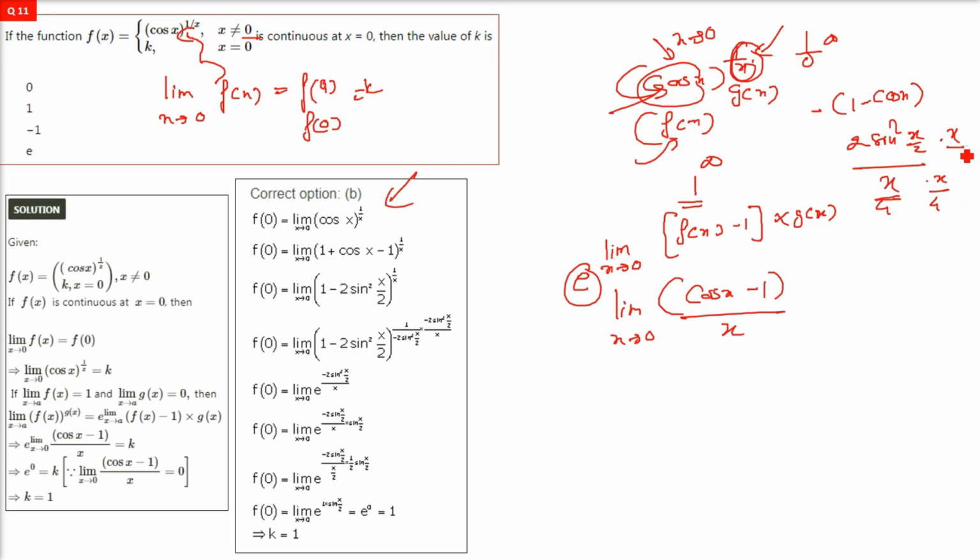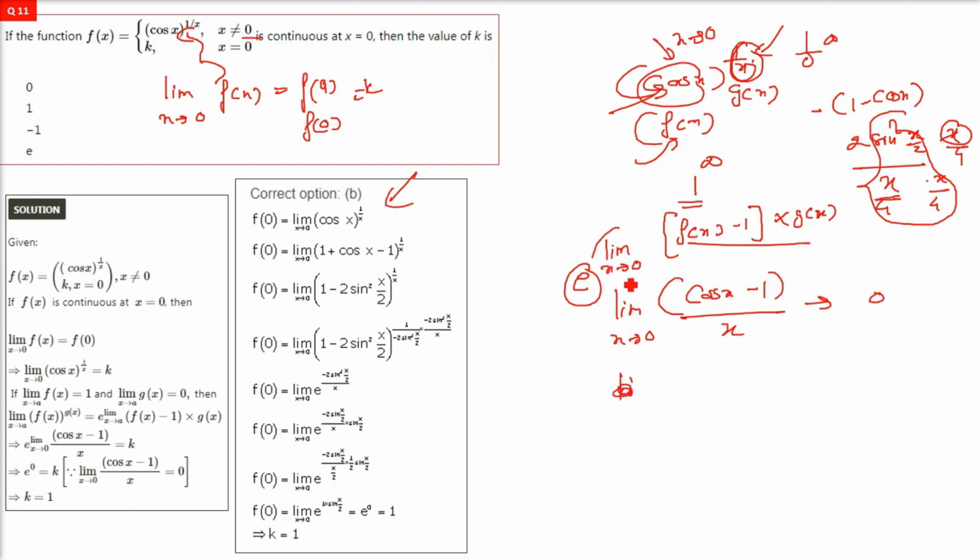Limit x tends to 0, sin x by 2 by x by 2 is 1. And then you have an x that you have introduced. So when you apply the limit, it will be 0 because there is an x; x tends to 0, x is 0. So finally what you get is this value: the total limit x tends to 0, (cos x minus 1) by x, becomes 0. I hope you got the idea. This is going to be 0 because there is an x which we introduced in the numerator, and that gives you 0.